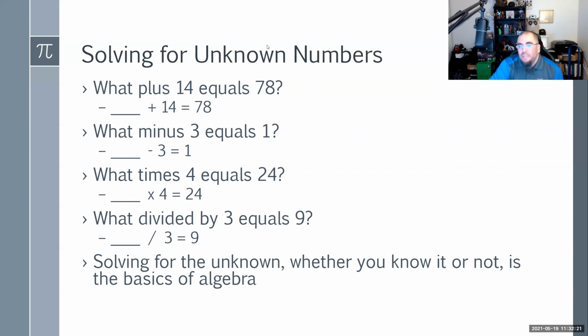So how would we solve this one? Well, we know that addition and subtraction are the inverse of each other, right? So if I subtract 14 out of 78, what's that going to give me? 64. Good, right? So 64 plus 14 equals 78. It's just the inverse of it. Exactly. Right? x equals 64.